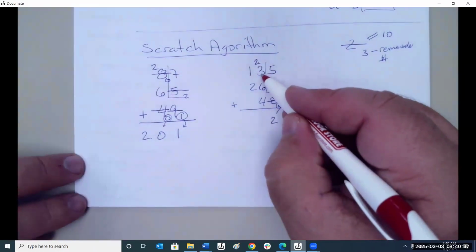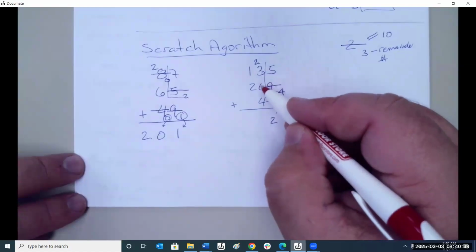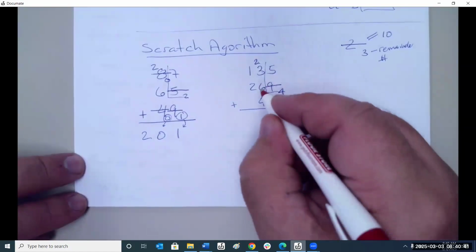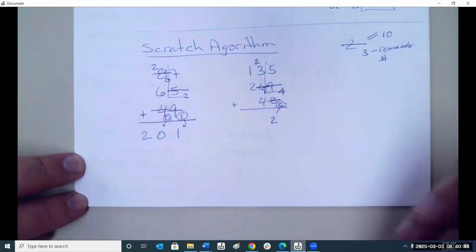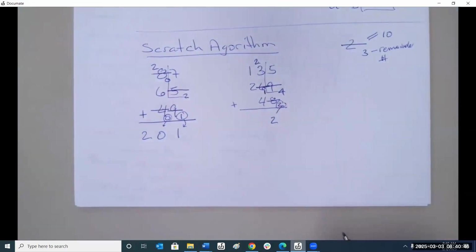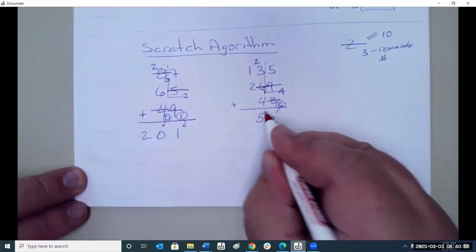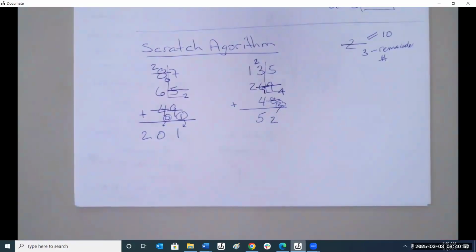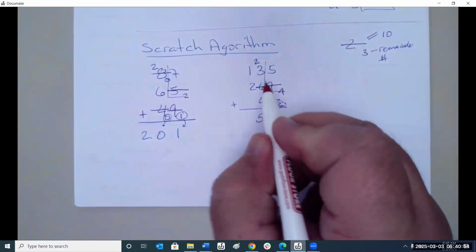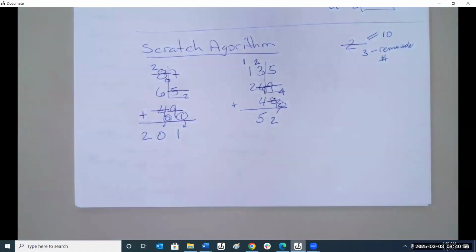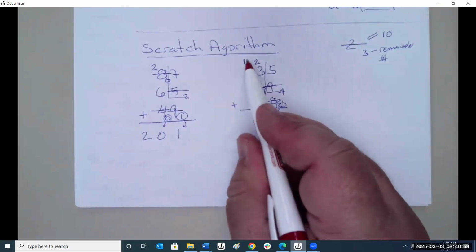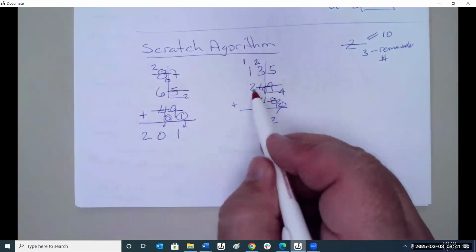2 plus 3 is 5, plus 6. So that's a scratch, make it a 1. 1 plus 4 is 5. There's 1 scratch, so I carry that over. Then 1 plus 1 is 2. 2 plus 2 is 4.